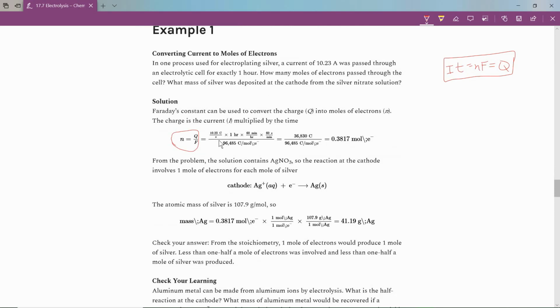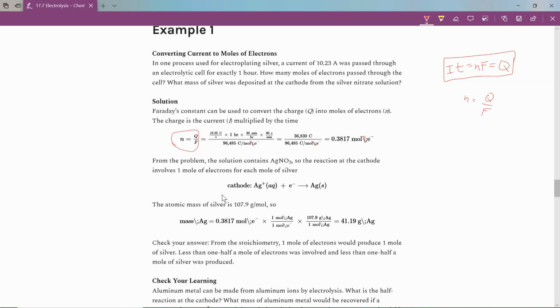Q is I times T, so it's 10.23 amps, and an amp is a coulomb per second, times 3600 seconds, right? 1 hour times 60 minutes per hour times 60 seconds per minute. So that's going to give me the coulombs in the numerator, and then I divide by Faraday's constant in the denominator, right? n is Q over F. Faraday's constant is coulombs per mole of electrons. So the moles of electrons cancel, and you get 0.3817 moles of electrons.